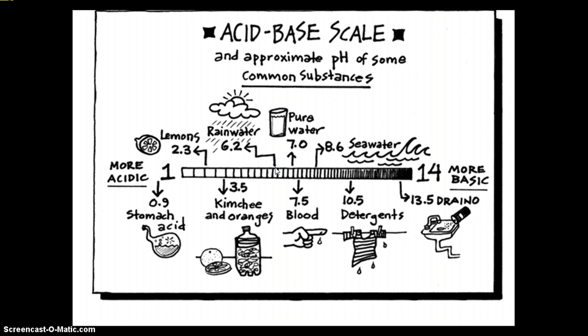Not acid rain, which is a lot more acidic, but this is just slightly acidic. Your pure water is about 7, okay, very neutral. Blood is close to neutral, about 7.4, 7.5. Seawater starts getting a little basic. There's some salt in there. It's about 8.6 pH. Detergents that you use to wash your clothes are more basic, 10.5. Drano is very basic, 13.5, right, as on the pH scale. So you can add a few more to your picture. When you're done, continue on the video.